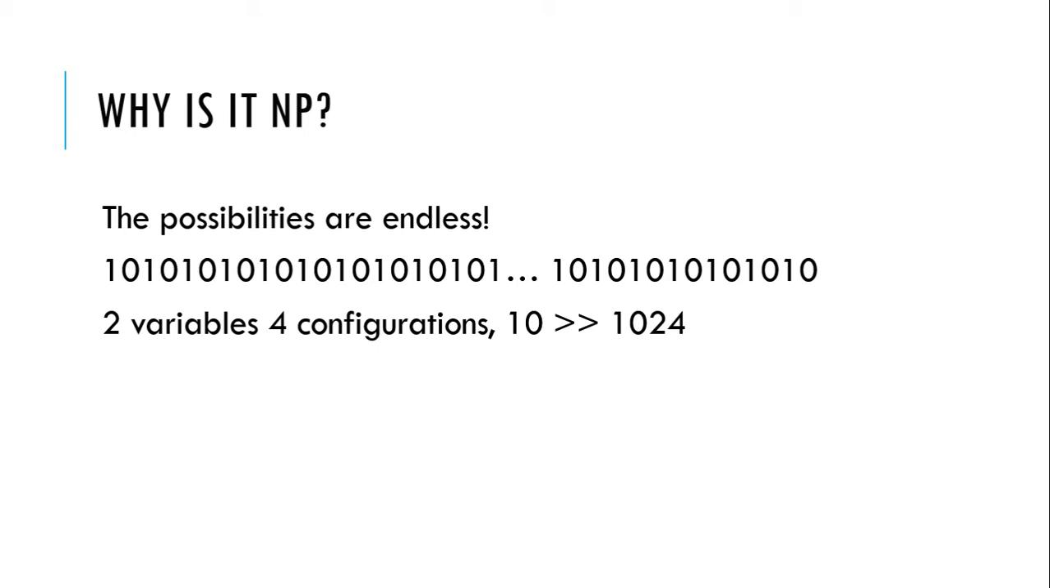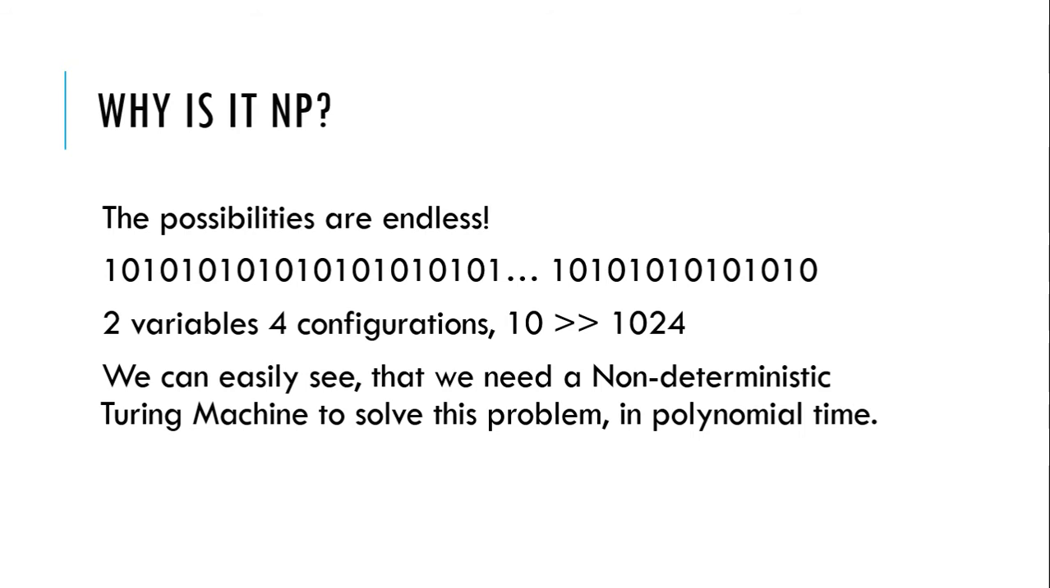But sooner or later you're going to run into problems with more variables, maybe 10 variables, and they're going to have 1024 different configurations. We can easily see the exponential nature of this problem, and that's why we need a non-deterministic Turing machine to solve this problem in polynomial time. Therefore, we can say that this problem is in NP.